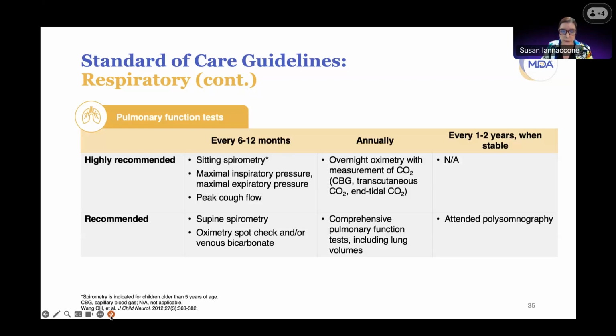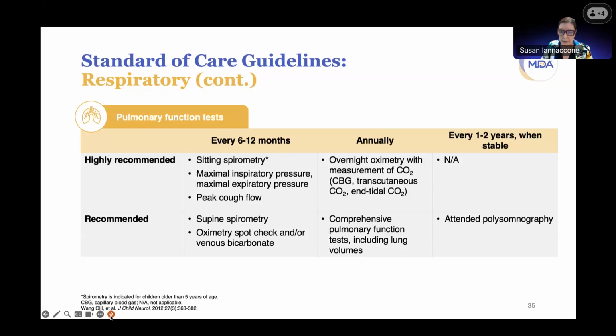We can do oximetry spot checks, venous bicarbonate. More often we do end-tidal CO2 in the clinic. And I think this is particularly important for patients who are already on some type of ventilatory support, such as nighttime BiPAP. They will have oximetry available at home, but when they come into clinic, it's not a bad idea to think about doing end-tidal CO2s on a regular basis so that you can recognize hypoventilation before they actually become symptomatic.